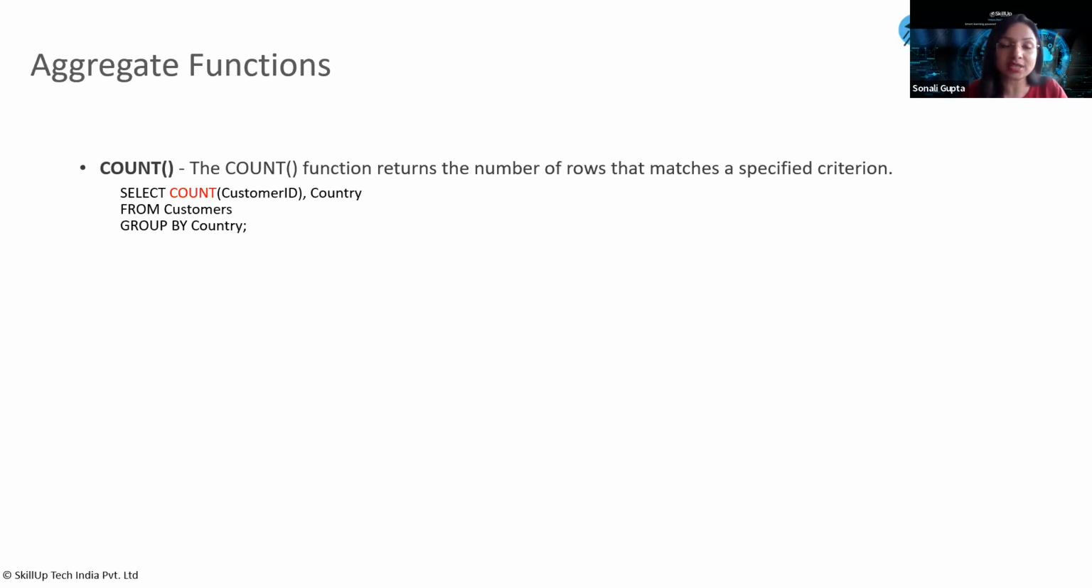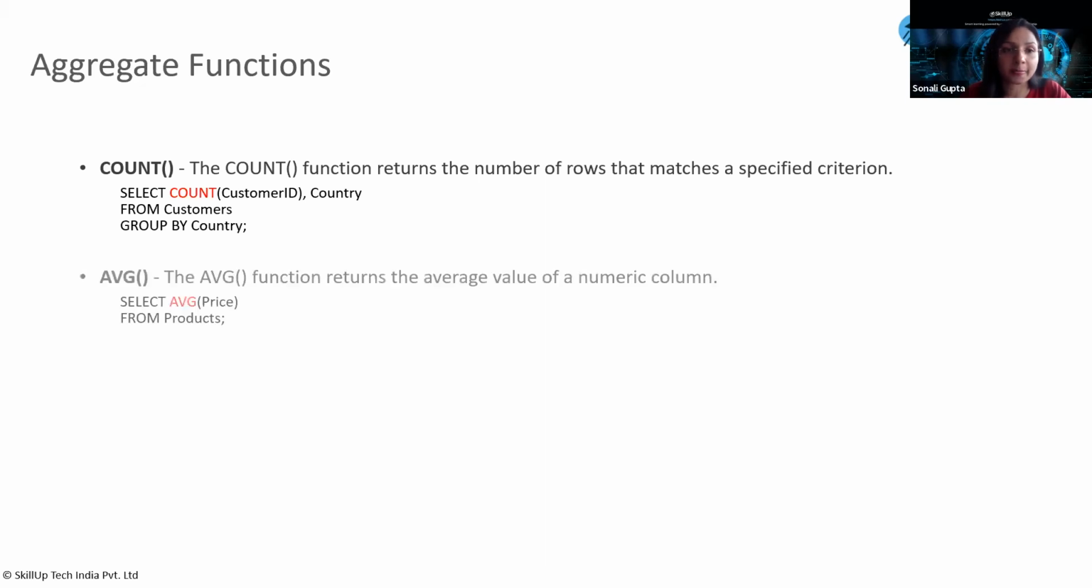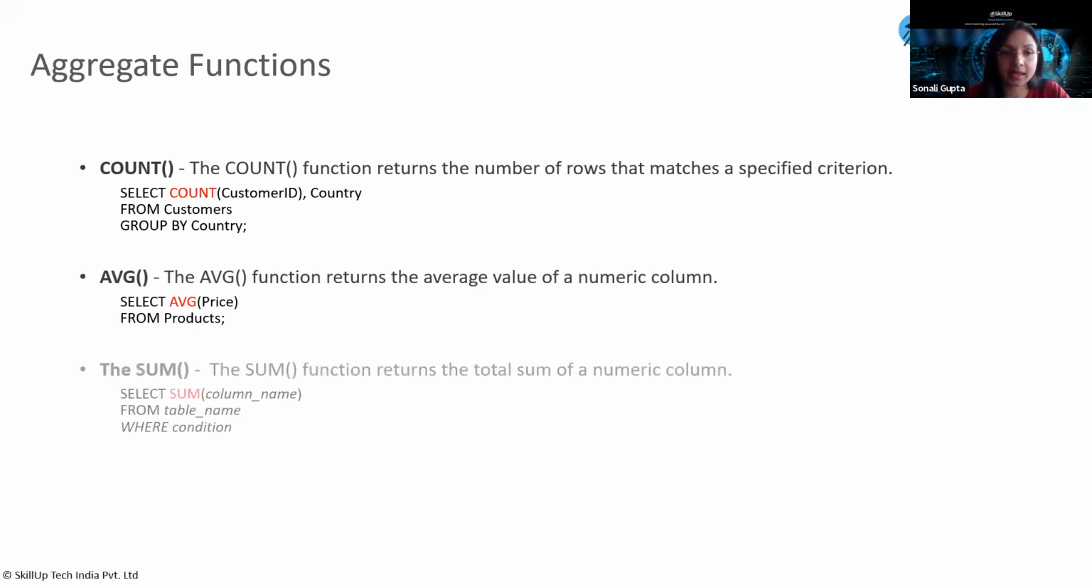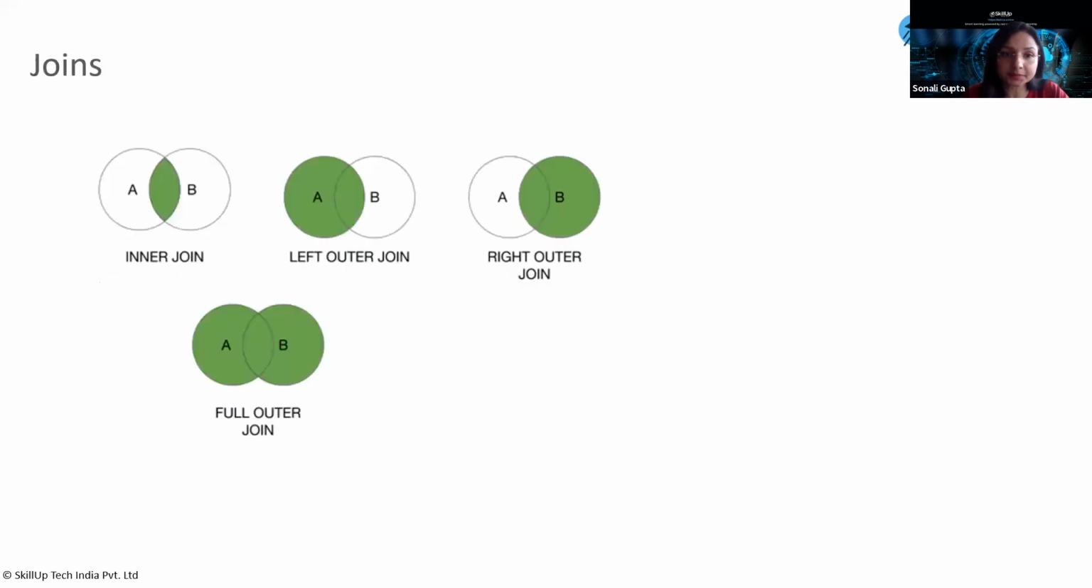Okay, so this is just a general idea of what these functions do. For example, count returns the number of rows that match the specific criteria. You can see the syntax there, a sample of how count is used on a particular attribute in a table. Then we have the average function, which is again an aggregate function that returns the average value of a numeric column. Then we have sum, which returns the total sum of a numeric column.